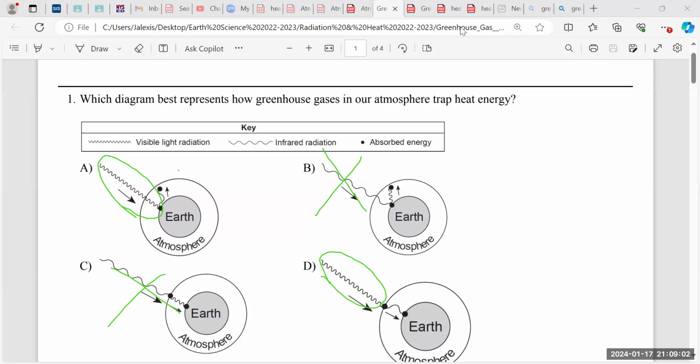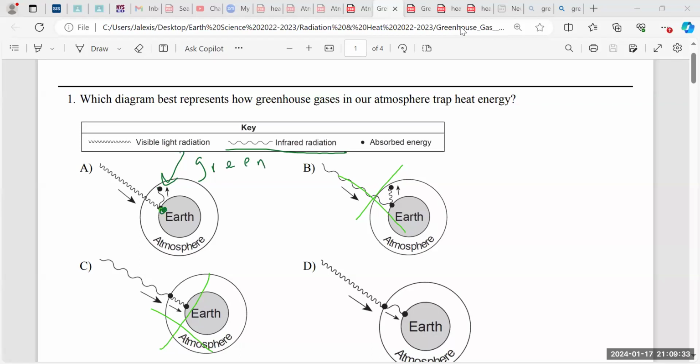The second thing that we know is that when it passes through, let me cross this out, when it passes through the atmosphere, it first gets absorbed by the ground, right? After it gets absorbed by the ground, then the earth releases infrared radiation to the atmosphere. Then it gets absorbed in the earth's atmosphere. What does it get absorbed by? Greenhouse gases. Greenhouse gases. And that's why the correct answer is choice A.